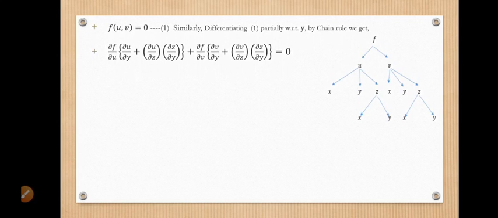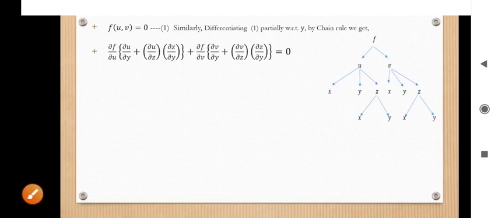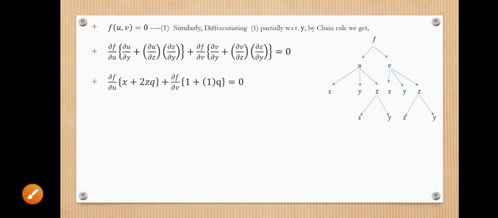Again using the particular results for ∂u/∂y, ∂u/∂z, ∂v/∂y and ∂v/∂z, by the definitions of u and v functions, we can write ∂f/∂u into bracket x plus 2zq plus ∂f/∂v into bracket 1 plus 1 into q. Simplifying this, we get ∂f/∂u into x plus 2zq plus ∂f/∂v into 1 plus q equal to 0. So result 2 and result 3 are simultaneous linear equations in two unknowns, ∂f/∂u and ∂f/∂v.